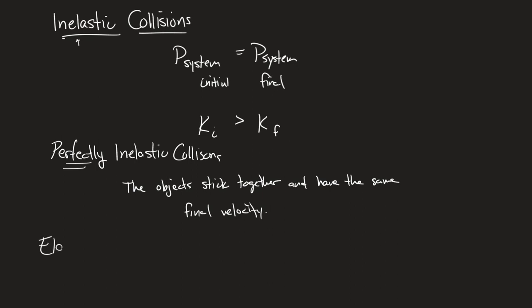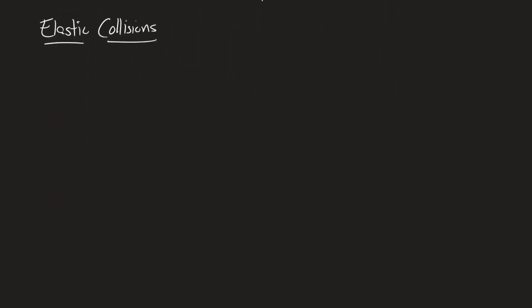Elastic collisions. Elastic collisions, and if they say something collides elastically, they are giving you a piece of information. If they say it's a perfectly inelastic collision, they are also giving you a piece of information. But if they say the collision is elastic, that the two objects collide elastically, the momentum of the system before and after will be equal, and the kinetic energy of the system before and after will also be equal. In an elastic collision, they conserve both momentum and kinetic energy.